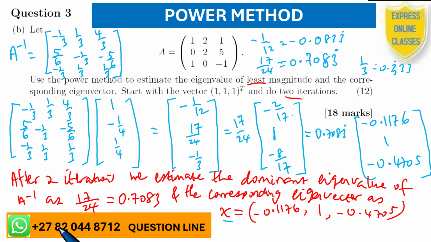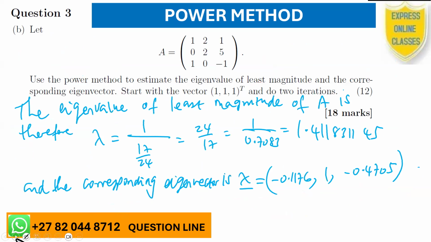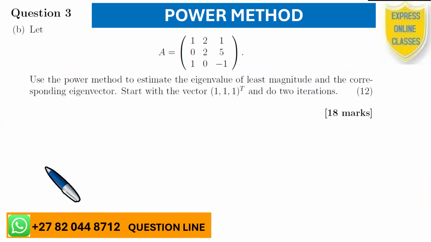Obviously, you see, the question we ask ourselves is, we have got the eigenvalue of least magnitude, because that's what they want. Estimate the eigenvalue of least magnitude. But the question still remains, how far is this one from the actual eigenvalue? If it is 1.411, what is the eigenvalue? So we need to do a quick check on this one. Okay, we are finishing, but we need to do a quick check. So we're going to go back to the roots.